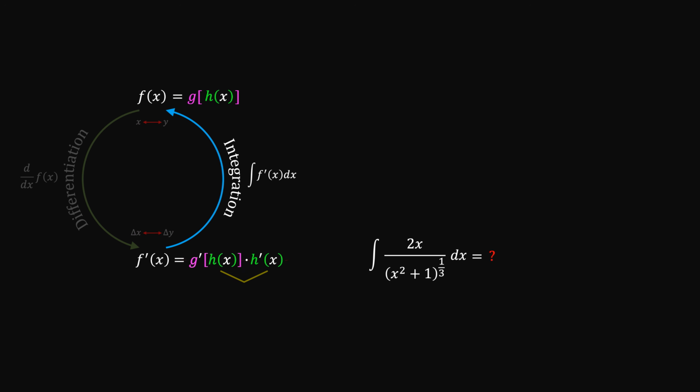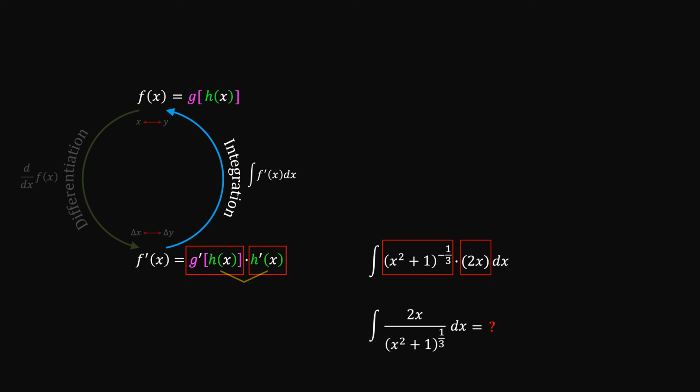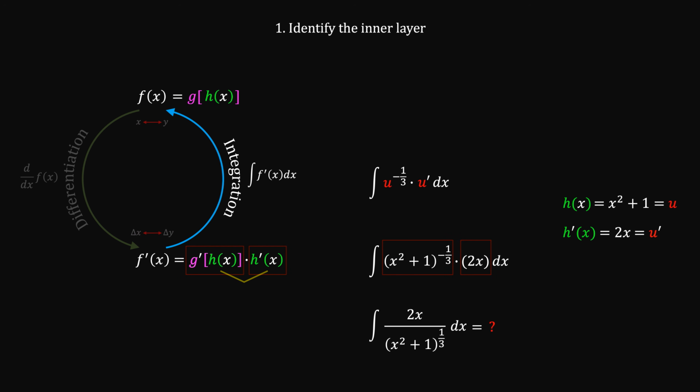Because we know the result of chain rule could be viewed as a product of two functions, rewrite the integrand in the product format. First, identify the inner layer. This is through thinking about which one could possibly be the derivative of the other. It's obvious that x squared plus 1 should be the inner layer, creating u. Its derivative is 2x. Now the integrand can be viewed as u to the power of negative 1/3 times u prime.